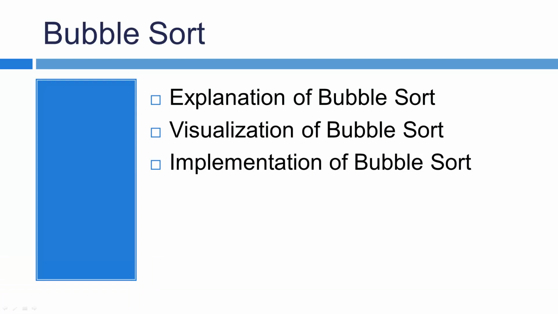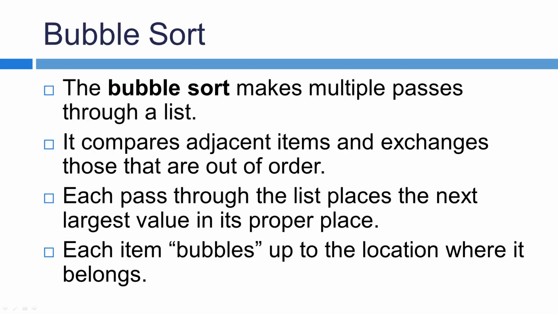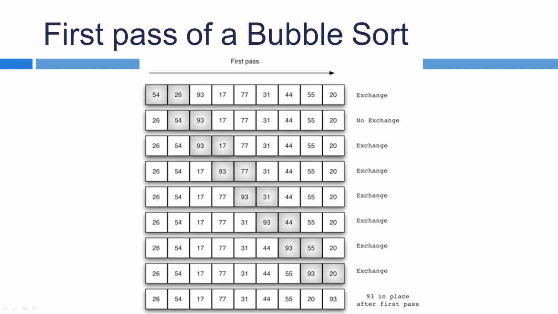As I mentioned, we'll have an explanation, a visualization, and afterwards an implementation, all on bubble sort. Bubble sort works by making multiple passes through a list. It compares adjacent items and exchanges those that are out of order. Each pass through the list places the next largest value in its proper place. In essence, each item bubbles up to the location where it belongs. That's how this algorithm gets its name. Let's see a quick figure that explains this.